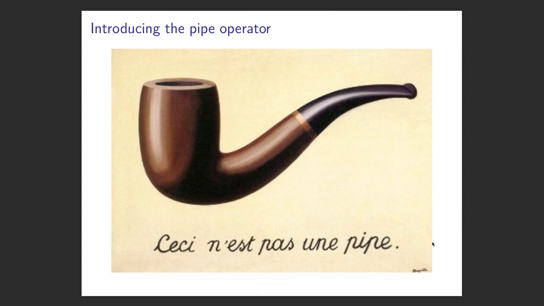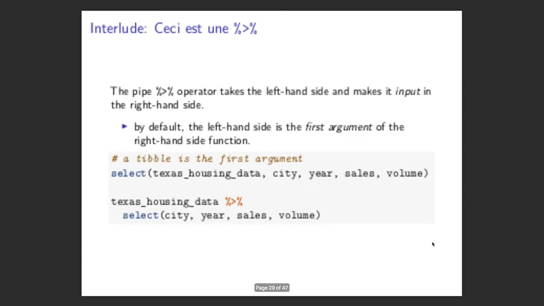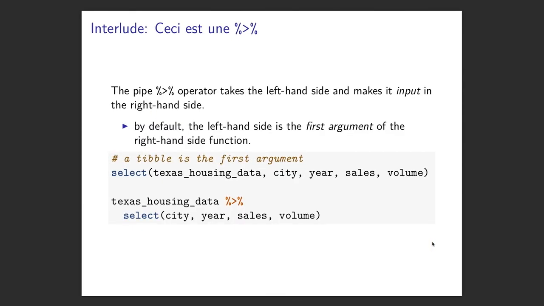Now I'm going to introduce the pipe operator. The pipe operator takes stuff from the left-hand side and it makes it input on the right-hand side. So these two functions here are doing the same thing, the select calls. In the first one, it's written as we're used to so far. We have select, and then in the first position we have data, and then a bunch of columns. The second way we write it here might be a little more intuitive. We take Texas housing data and then select from it these columns.